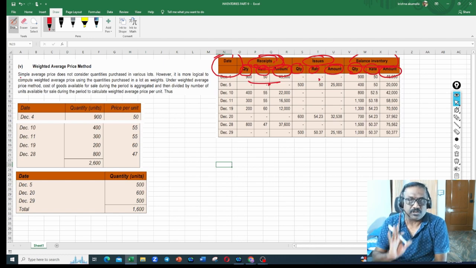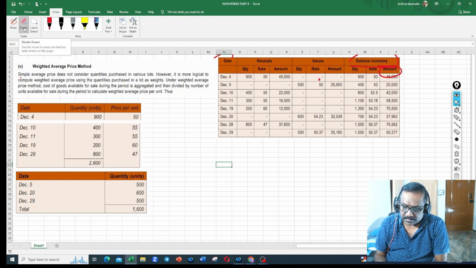This is what we understood while preparing the LIFO problem, right? The same inventory ledger we need to follow in the weighted average method as well. Okay, let me take you through this illustration now. You know how this has been prepared. I will explain to you.